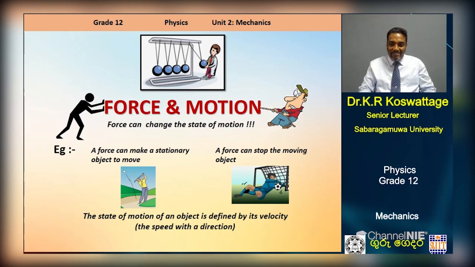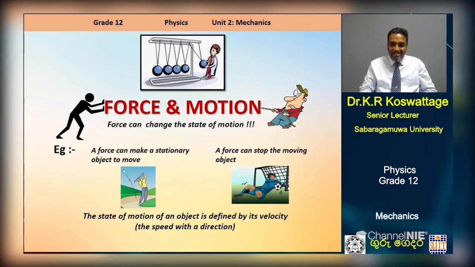State of motion. So another word. Let's find what the states of motion are. Here's an example. A person playing golf. Initially the golf ball is at rest. And now the golf ball is moving because of the force from the golf player. So we can say that force can make stationary objects move.